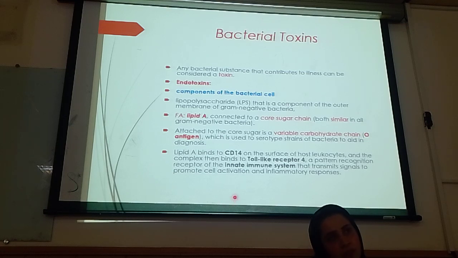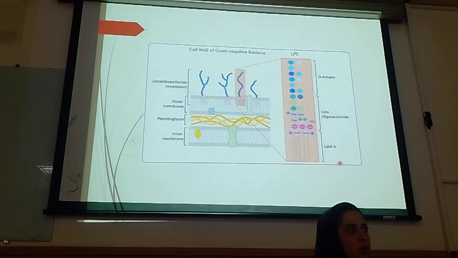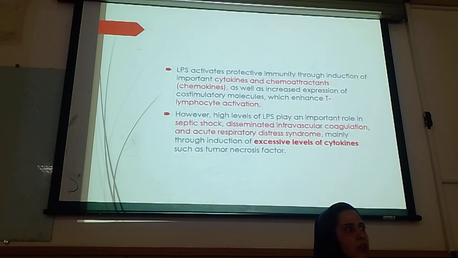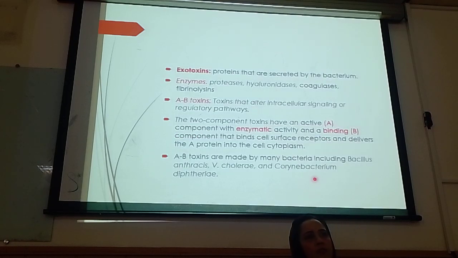And we will have production of cytokines and other things. Here you see that, for example, LPS attaches CD14 to a toll-like receptor and causes production of cytokines. And as you know, these cytokines can activate T lymphocytes and other things that happen in inflammation. And high levels of LPS have a role in septic shock syndrome, and that is because of what is the cause of the endotoxin?